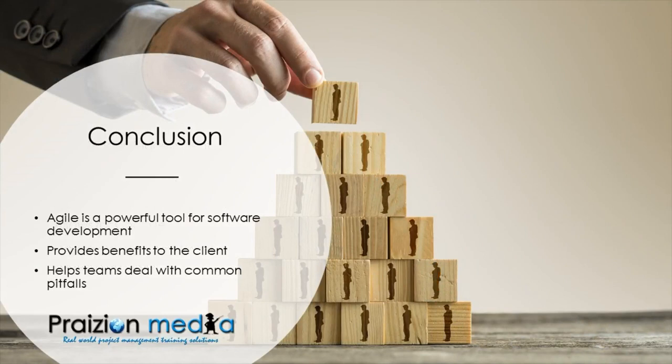So, to wrap this up, Agile is a powerful tool for software development, not only providing benefits to the development team, but also providing a number of important business benefits to the client. Agile helps project teams deal with many of the most common project pitfalls, such as cost, schedule predictability, and scope creep, in a more controlled manner. By reorganizing and re-envisioning the activities involved in software development, Agile achieves those same objectives in a leaner and more business-focused way.